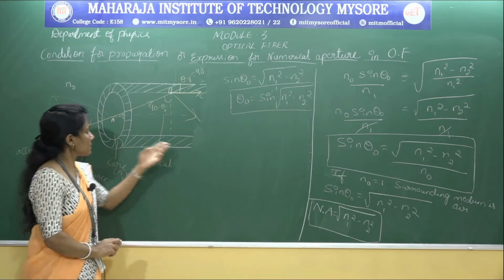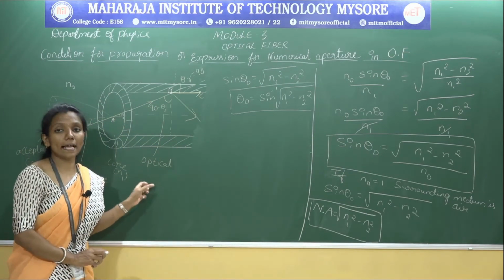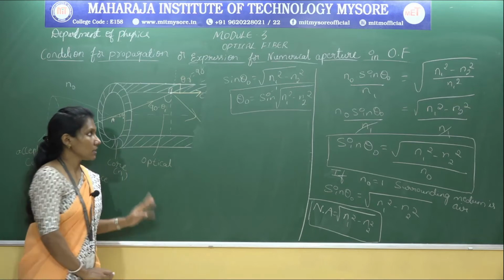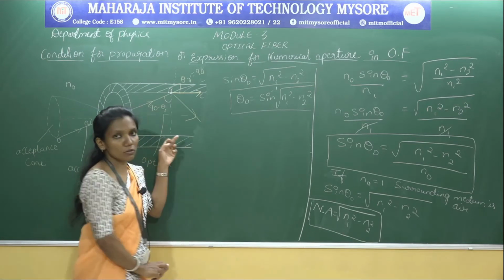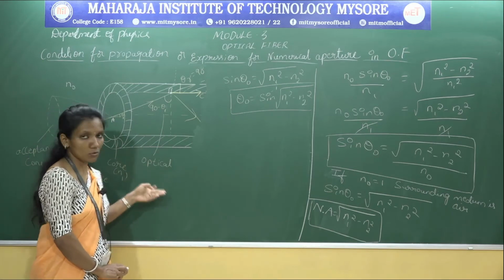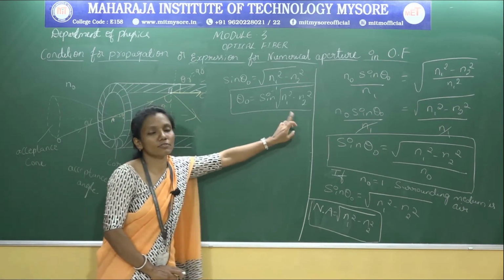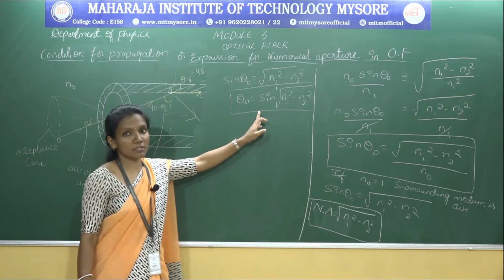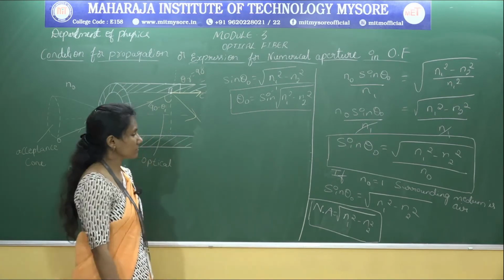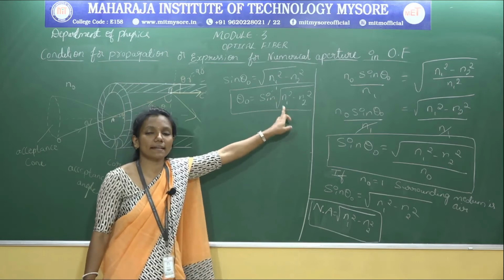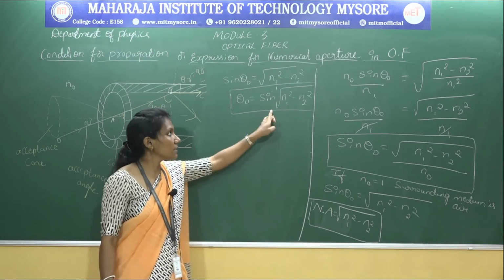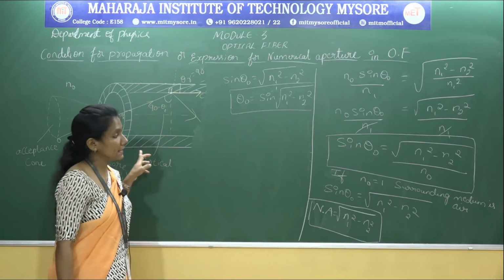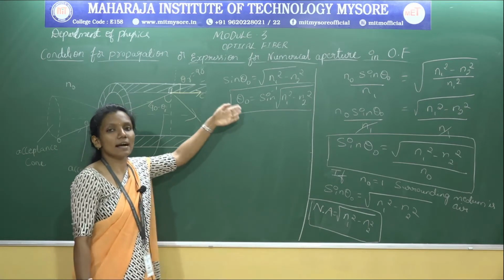The acceptance angle is the maximum angle at which a ray of light will propagate inside the optical fiber, given by sin inverse of the square root of the refractive index of the core squared minus the refractive index of the cladding squared. That is the acceptance angle.